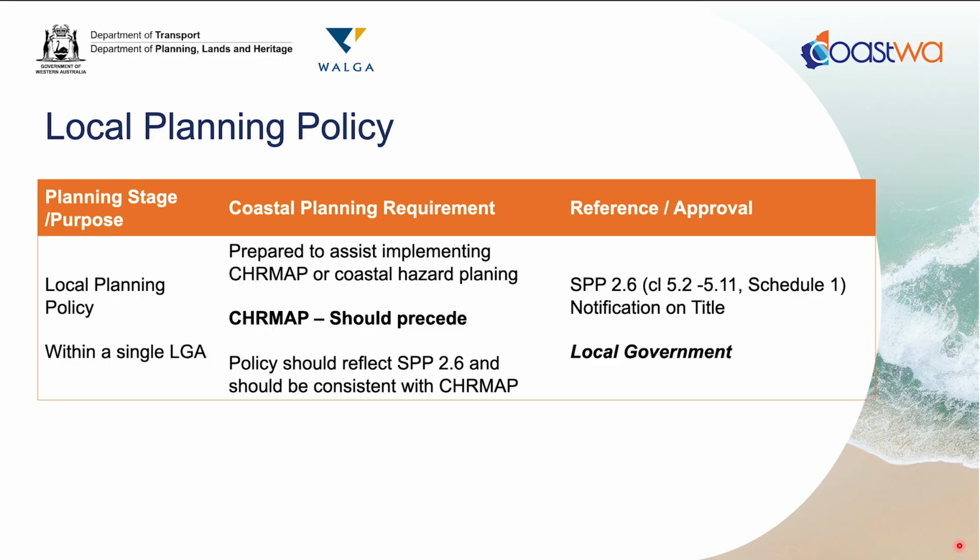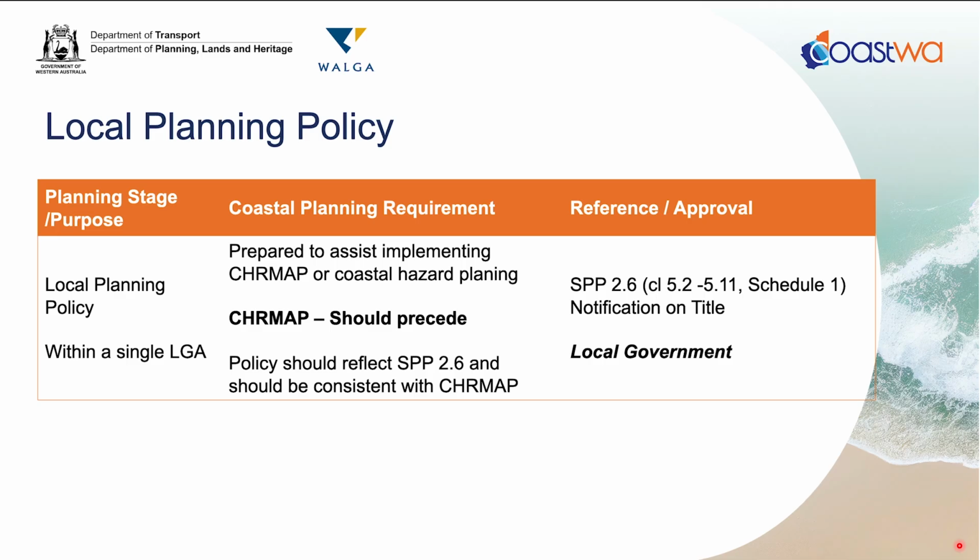So now we're getting into the really local level of coastal planning, and this is where we might be starting to introduce things like a local planning policy. Local planning policies are enabled through the planning regulations. Local government typically looks at a matter that needs to be dealt with and creates a local planning policy which it endorses through its council, through its elected members, within a single local government area. And in this case, it would be prepared to assist implementing the CHRMAP or coastal hazard planning. Obviously, the CHRMAP should precede the development of any local planning policy about coastal planning, and the policy should reflect SPP 2.6 and should be consistent with the CHRMAP.